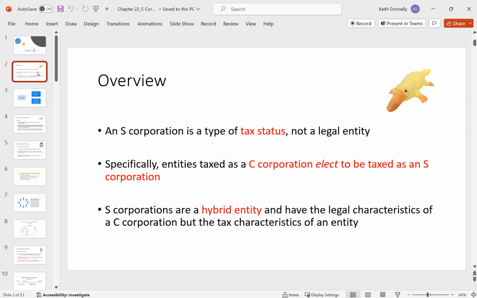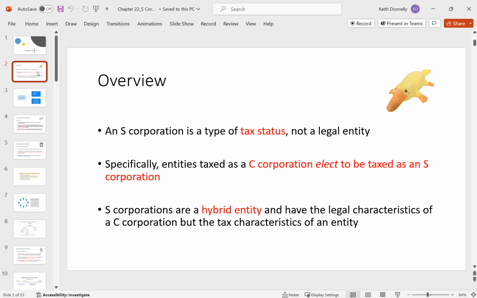In reverse, another thing people confuse is LLCs. An LLC is a legal entity that is not a tax status. Normally, LLCs are taxed by default as partnerships, Form 1065. In any event, we care about S Corps because they have a type of flow-through taxation, so they're going to be similar to a partnership.